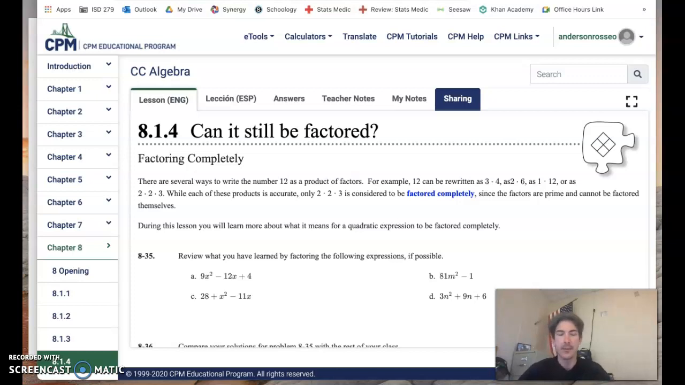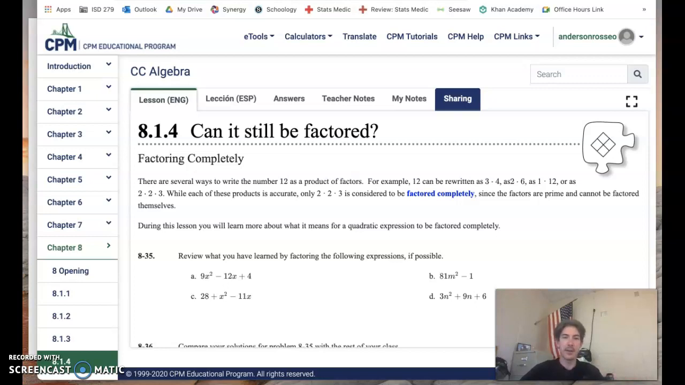ebook. And we're going to talk today about section 8.1.4. And we're going to really ask and answer the question, can it still be factored? Our goal today is to factor things completely. So we've got it into some things that are no longer factorable, prime, if you will. And we're going to use kind of this idea of factoring with a greatest common factor to lead us in here. And we've got it here on the screen.